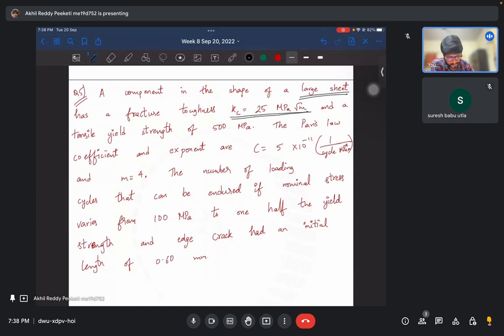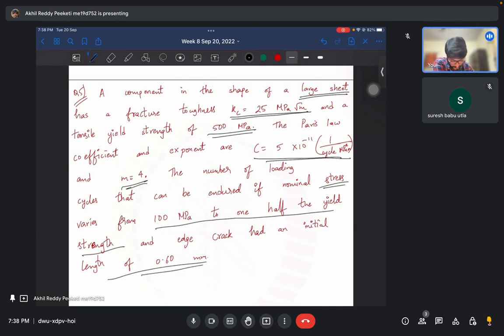We are given a tensile yield strength of 500 MPa, and the Paris law coefficient and exponent. We need the number of loading cycles that can be endured if the nominal stress varies from 100 MPa to 1/2 of the yield strength, and the edge crack had an initial crack length of 0.6 mm.